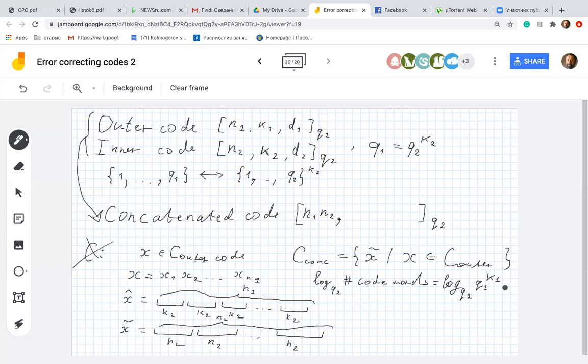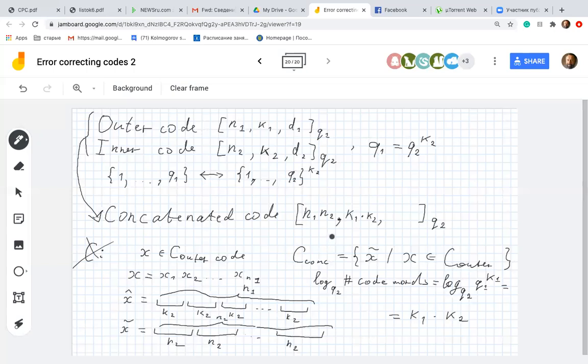So how to compute this logarithm? We know that q1 is q2 to the k2. This implies that the logarithm is equal to k1 times k2. So we see that the dimension is also the product of the dimensions of the initial codes.